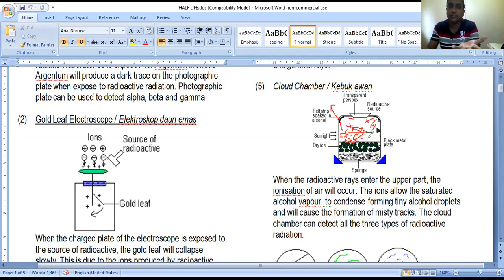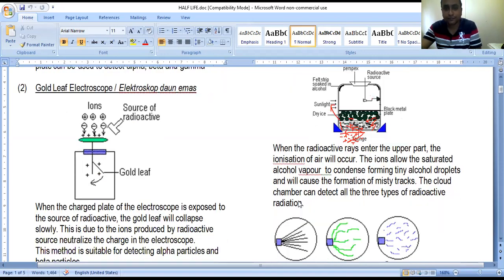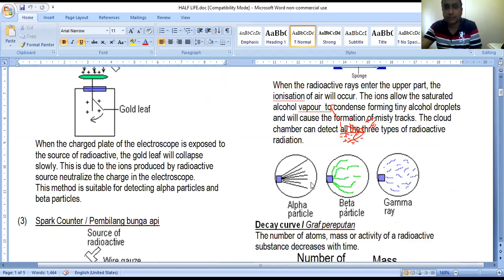From gas, it will change back into liquid. So what happened? The alcohol not only sticks to the ion, but it starts to experience condensation. That means it will change back to liquid. So when it changes back to liquid, you'll be able to see white lines like this. These white lines we call misty tracks. It'll be like this.